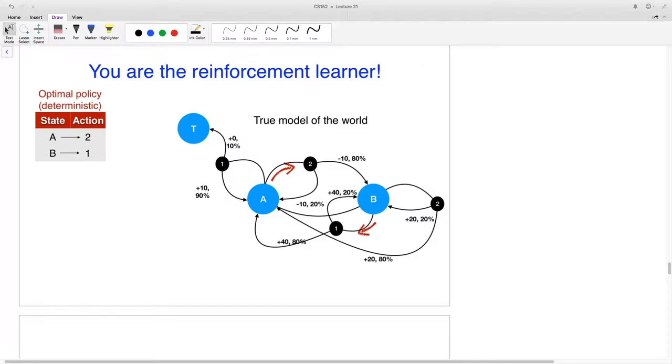So our model of the world was, in state A on a 2, we have an 80% chance of going to B and a 20% chance of going to A, and in both cases we get negative 10. If we do a 1, we have a 10% chance of going to our terminal state and 90% chance of getting a plus 10. And then from B, if we do a 1, B on a 1 goes to here and then splits out, with probability 80% to A and 20% to B, and the reward is the plus, right? So the first number on each arc is the reward, the second number is a probability. And so you can see a 2 and a 1 are the same except for the reward.